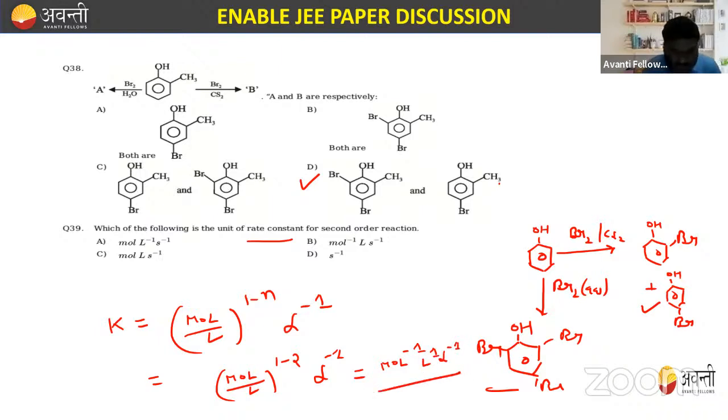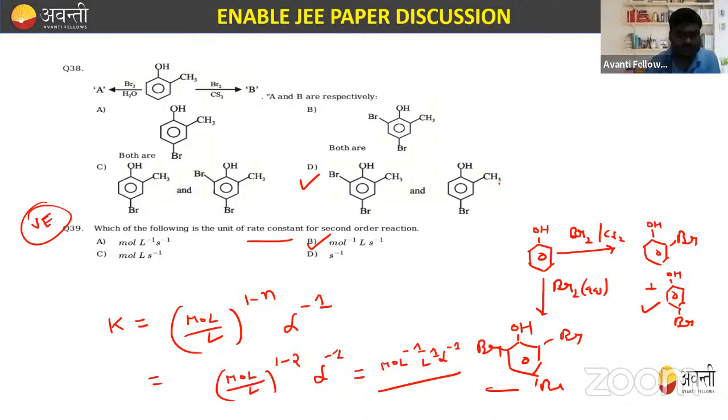So which option is correct, beta? Mole minus 1, liter, second minus 1, yes, option B. So option B is absolutely correct. This is the rate constant for the second order reaction. This is again a very, very easy type of question. It is from which chapter? That is chemical kinetics. So questions number 38 and 39 are very easy, and I expect all of you to solve such types of questions very easily.